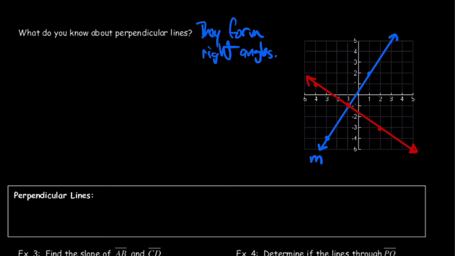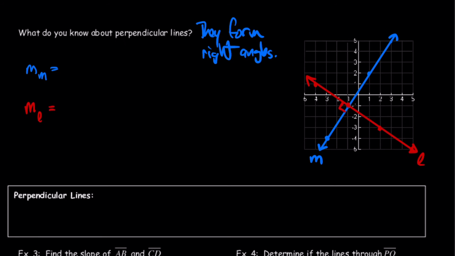And I'll call this line L. So like I said, I determined this ahead of time. I know that those form a right angle. So let's take a look at slopes. Slope of line M and the slope of line L.